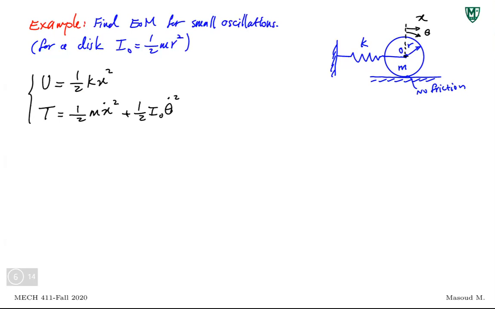We'll talk about degrees of freedom, but this is a kind of system that I should be able to describe its motion using only one variable or one coordinate. But right now I have two. I have x and theta. So I have to be a little bit smart and find a way to write one of them using the other, or find the relationship between r and theta, which is not that difficult to find.